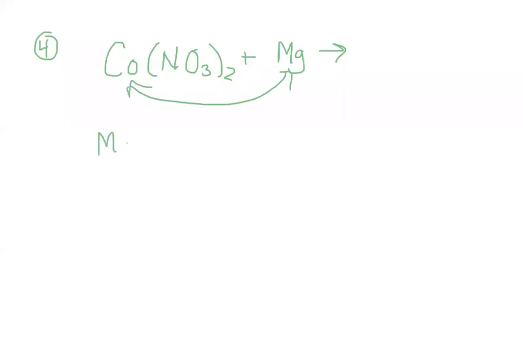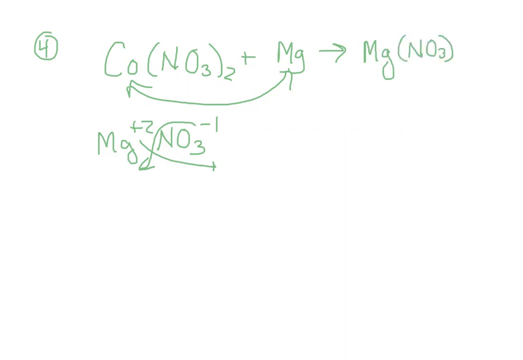So we got magnesium, and Grace, what is NO3? Is it nitrate, right? Nitrate. Well, NO3, this is NO2. NO3 is nitrate, and it has a charge of -1, and magnesium has a charge of +2. So when we do this, it becomes magnesium nitrate, Mg(NO3)2, like that. And then we just got our cobalt by itself.